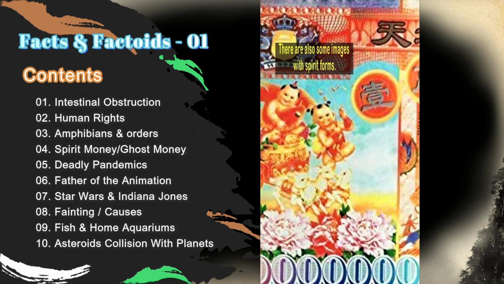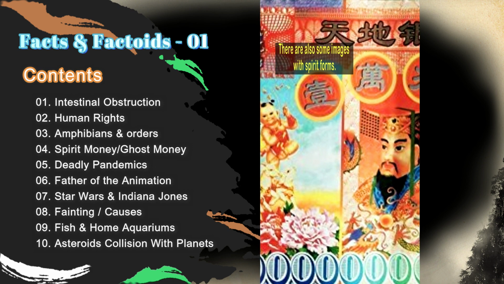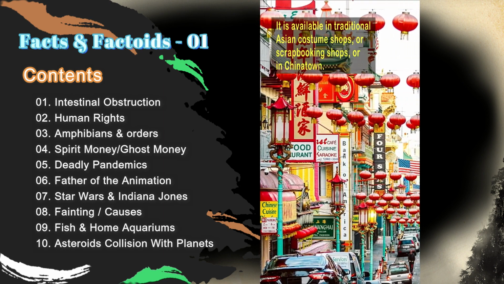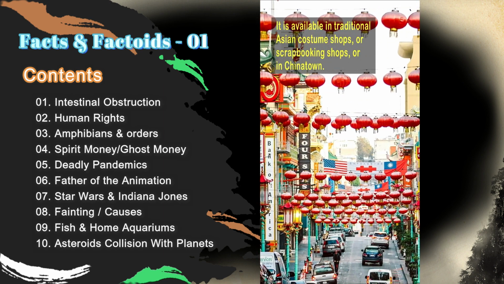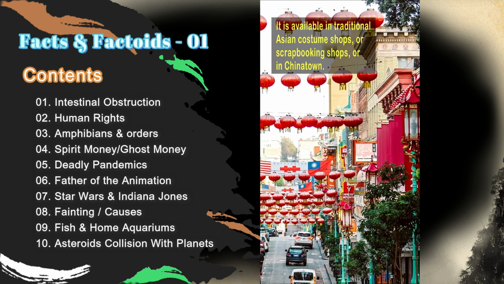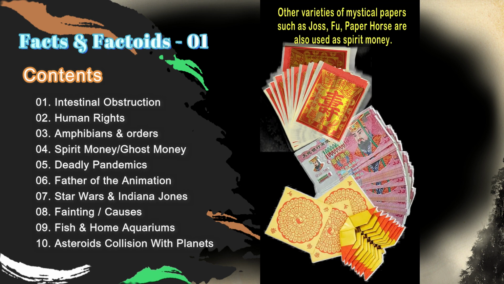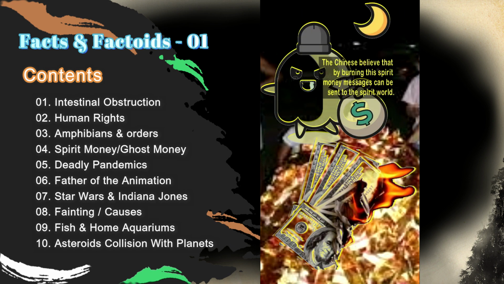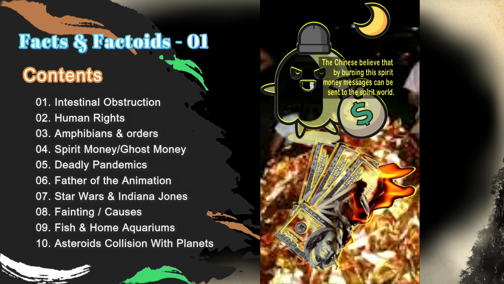There are also some images with spirit forms. It is available in traditional Asian costume shops, or scrapbooking shops, or in Chinatown. Other varieties of mystical papers such as joss, fu, paper horse, are also used as spirit money. The Chinese believe that, by burning this spirit money, messages can be sent to the spirit world.